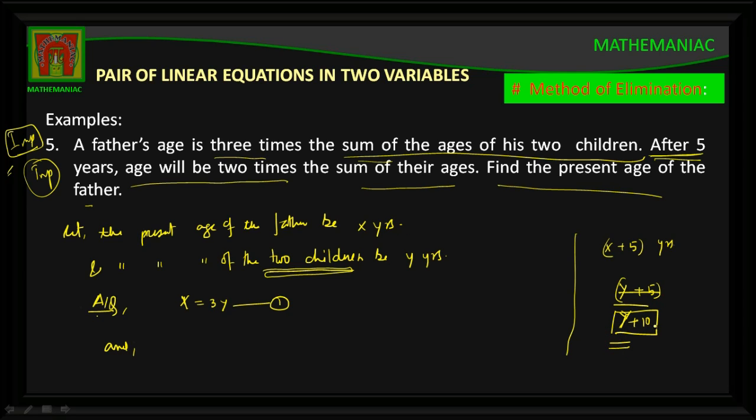So after 5 years together, the children will have an age of y plus 10, whereas the father's will be x plus 5. Now you can compare. So father's age is x plus 5, and that is this time two times the sum of the ages of these children. Now what you get is x plus 5 equals twice y plus 20, leading you ultimately to x minus twice y on one side, and then on the right side I keep the constant. I'll transfer the 5 here, so it will be 15. So you got two equations.